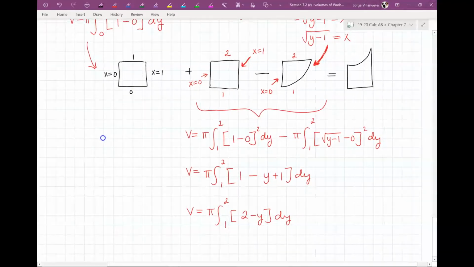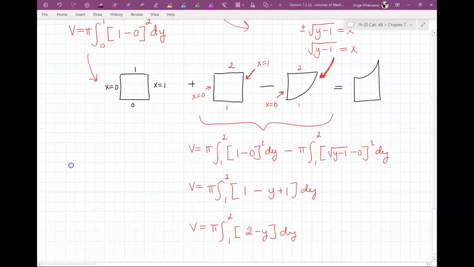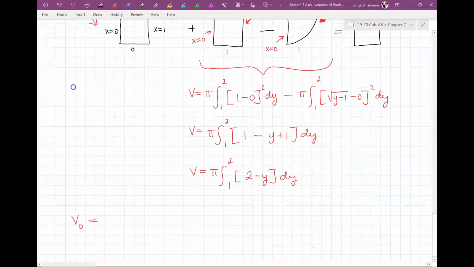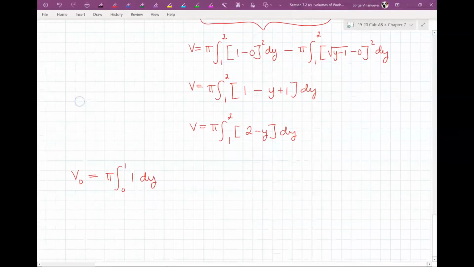All right, so let's combine these two things because we've got to add them, right? So let's combine the disk and the washer. So the disk, I'm going to put V sub D just for my reference, okay? The disk is pi integral from 0 to 1 of 1 dy. So let's find the answer for that one. That's pi of y from 0 to 1. So that's pi of 1 minus 0. All right, so that's nice. That's an easy answer. So the volume of the disk is just pi.